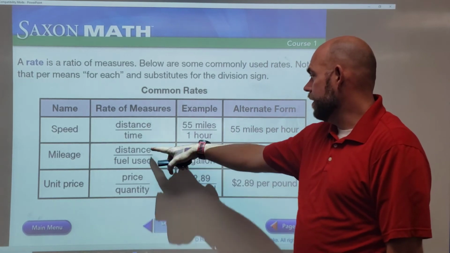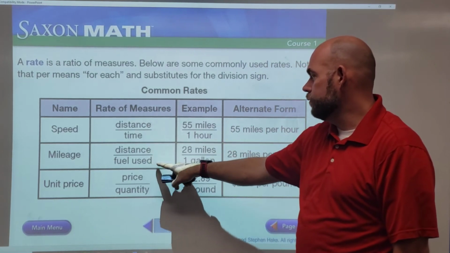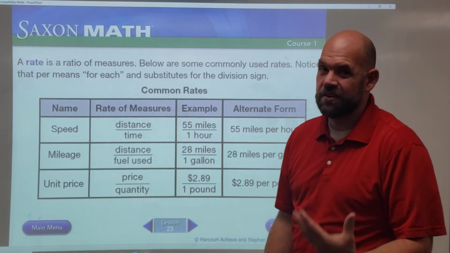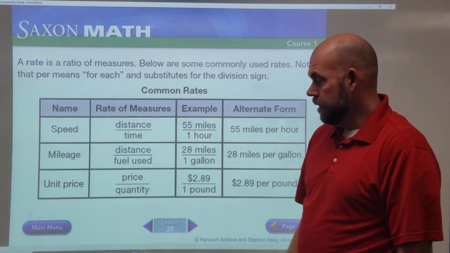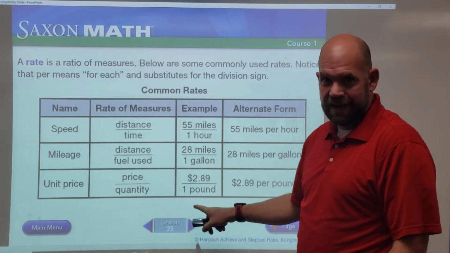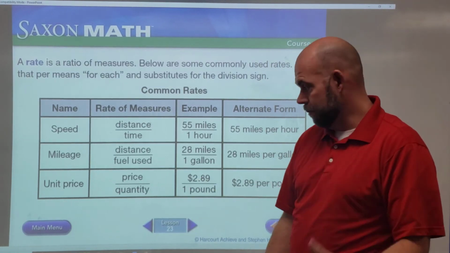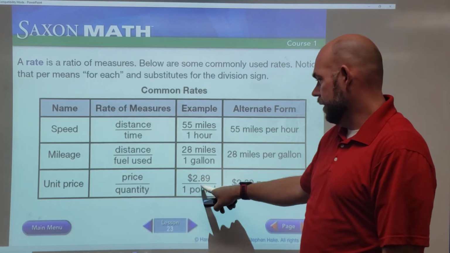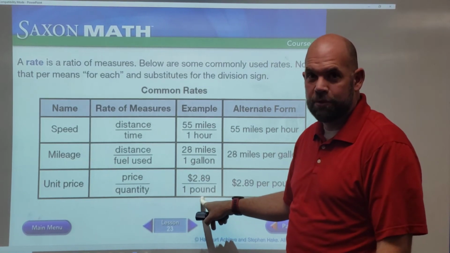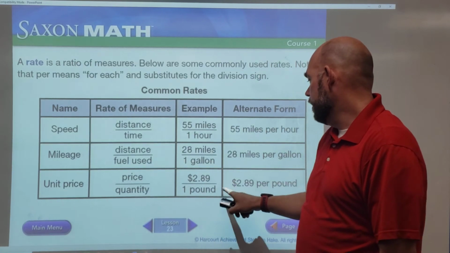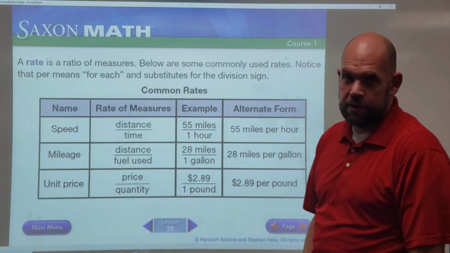And mileage, if we have distance and we're looking at the fuel used for that distance, we use these all the time in the real world. It's 28 miles per gallon. And then if we're buying something like at the grocery store and we're buying in bulk and it costs $2.89 for a pound, that's going to be like your Honeycrisp apples, $2.89 a pound. You just say $2.89 per pound.